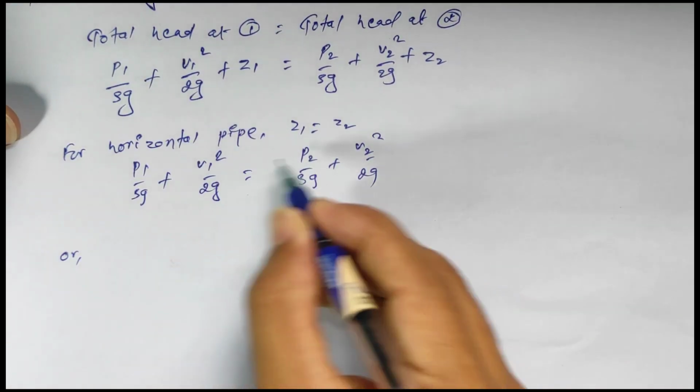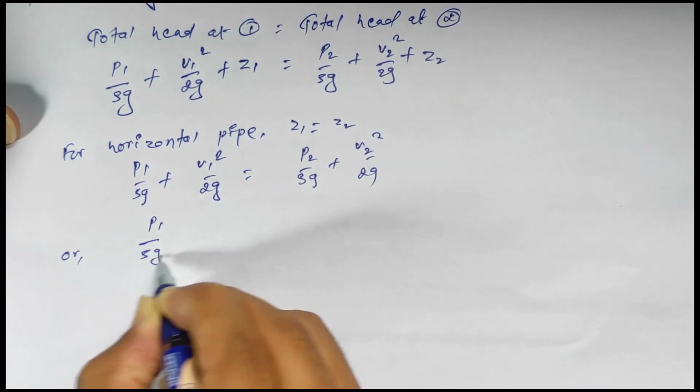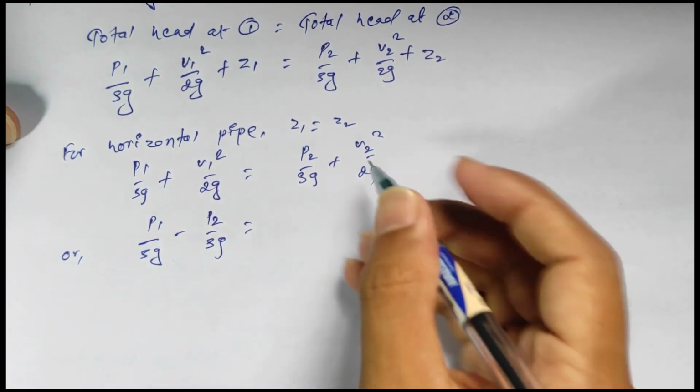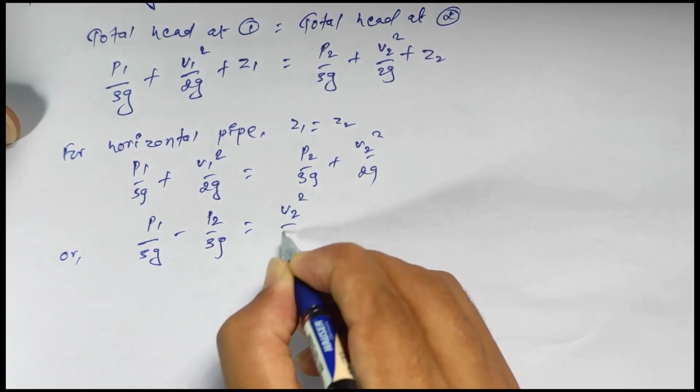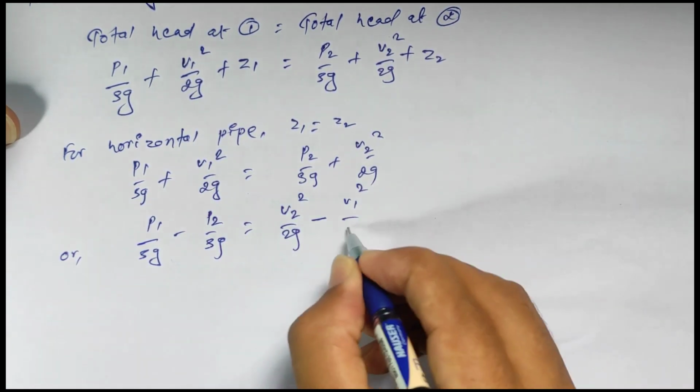So, now take the same variables on the same side. That is P1 by rho g. This one comes to the left: P1 by rho g minus P2 by rho g equals the remaining terms, V2 square by 2g minus V1 square by 2g, with this one going to the right side.